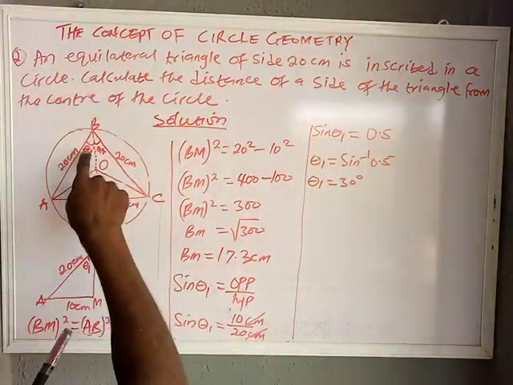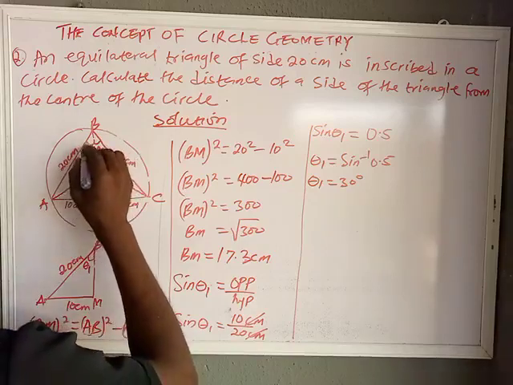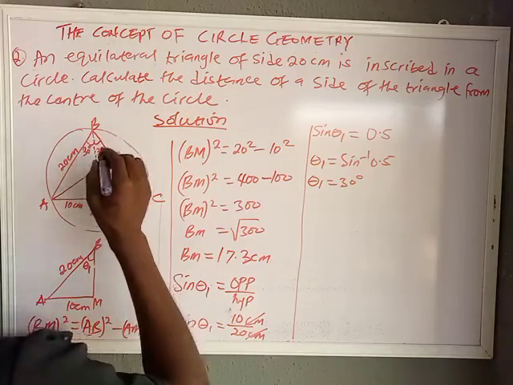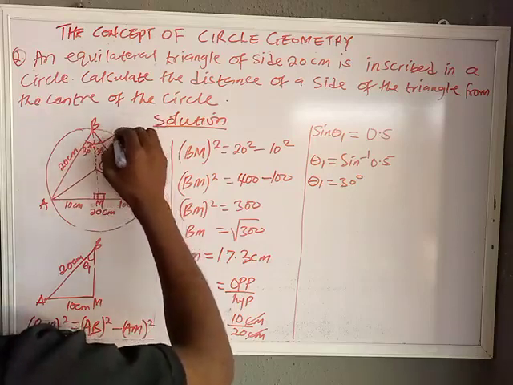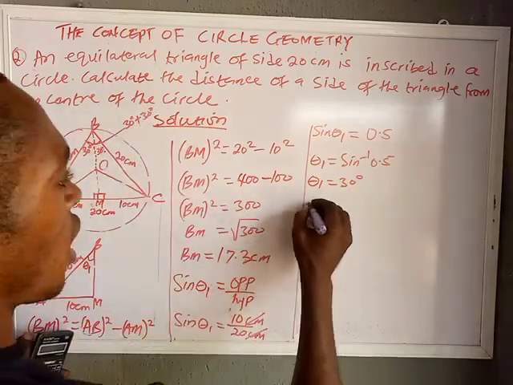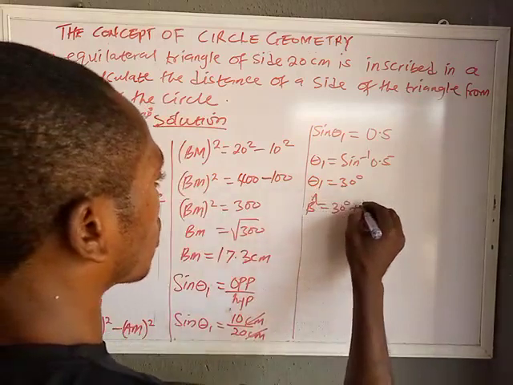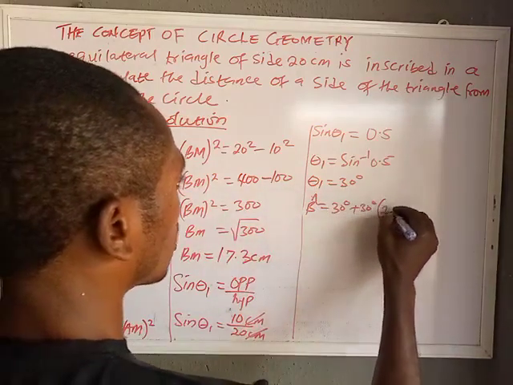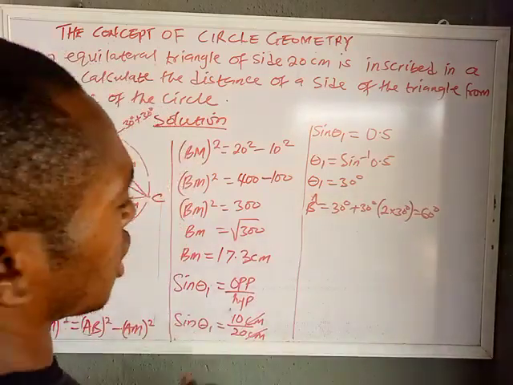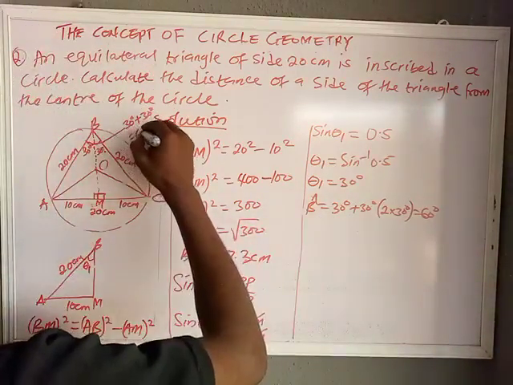So this side is 30 degrees. So here is equal to 30 degrees, so here too will be 30 degrees. So the whole of this angle is 30 degrees plus 30 degrees. So angle B is going to be 30 degrees plus 30 degrees, or better still, 2 times 30 degrees, which is equal to 60 degrees. So this angle B is equal to 60 degrees.